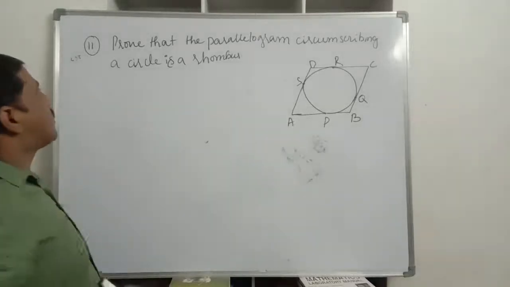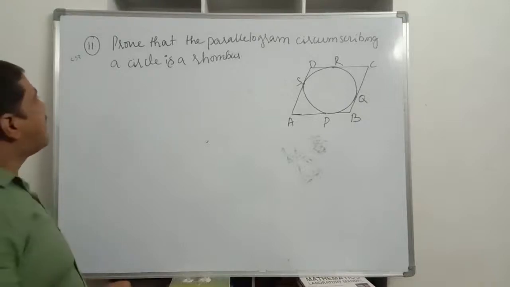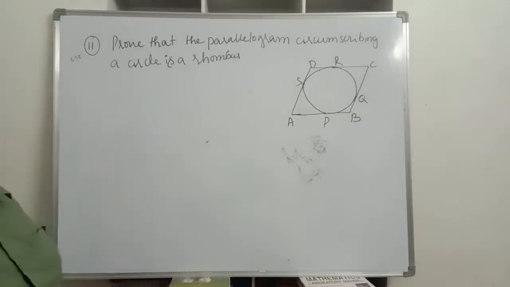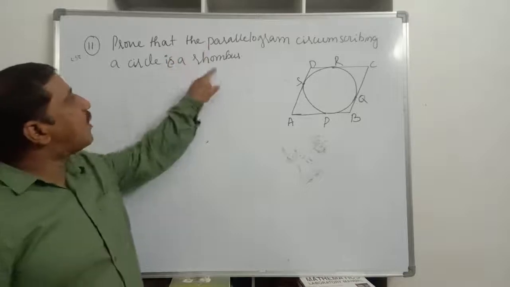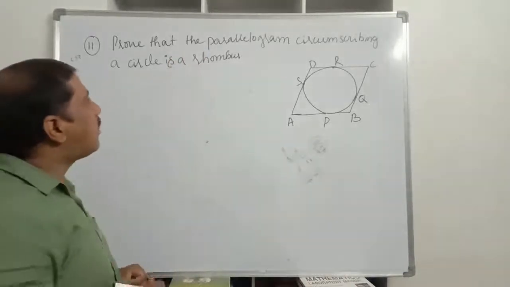Now, the 11th question. Prove that the parallelogram circumscribing a circle is a rhombus. How do we prove a parallelogram is a rhombus? So first, recall the properties of parallelogram and rhombus.